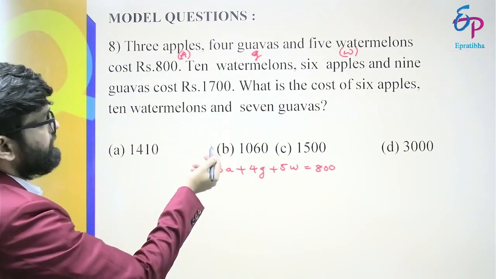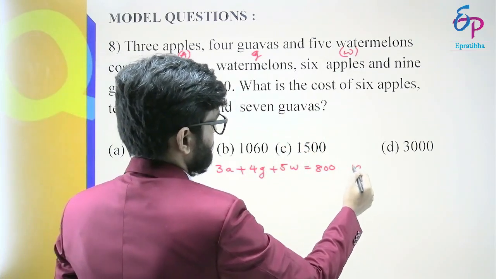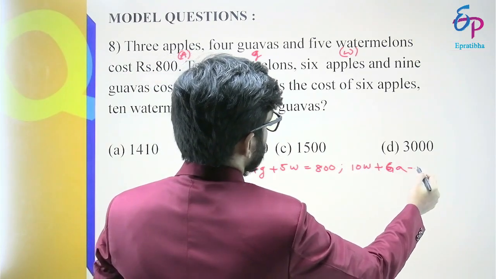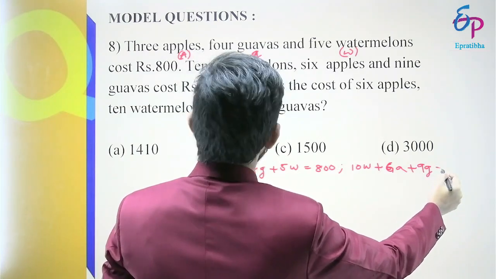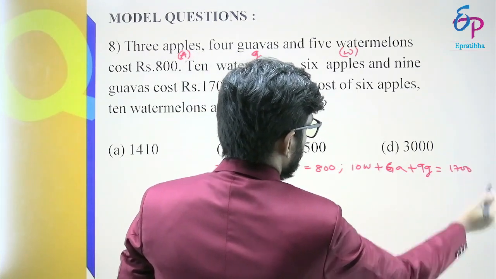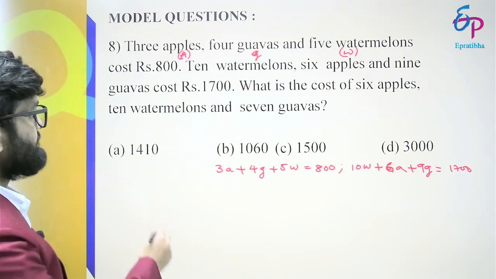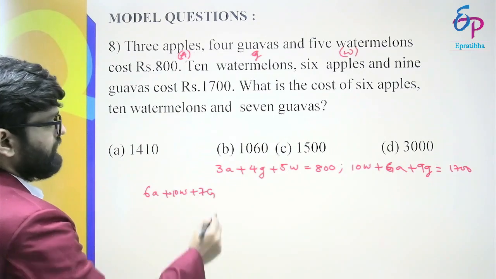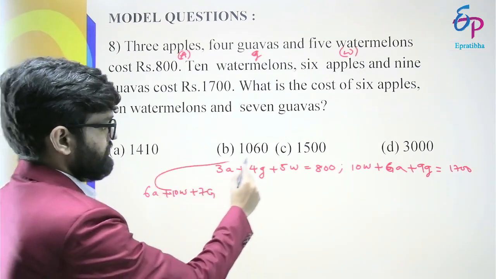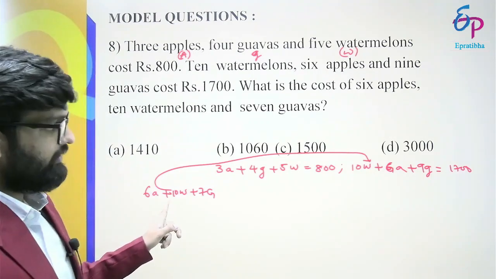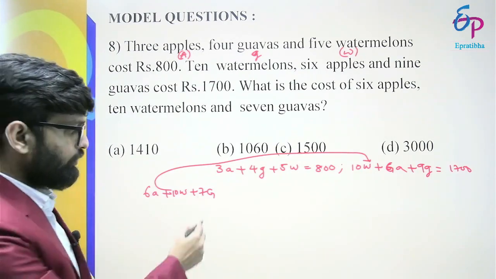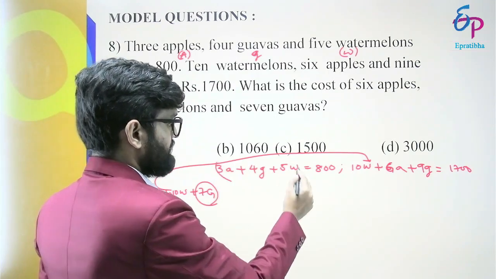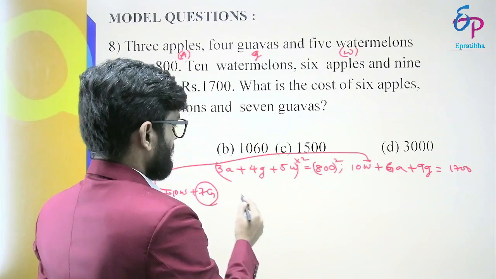And what are they telling next? 10 watermelons plus 6 apples plus 9 guavas cost is how much? 1700. Now they are asking us to find out 6 apples, 10 watermelons and 7 guavas. So if you see, this is very near to this one, or not? The second equation: 10 watermelons are there, 6 apples are there, but the guava count is changed. That we have to see. Now how to see this one? If you multiply this equation by 2 on both sides, what will happen?